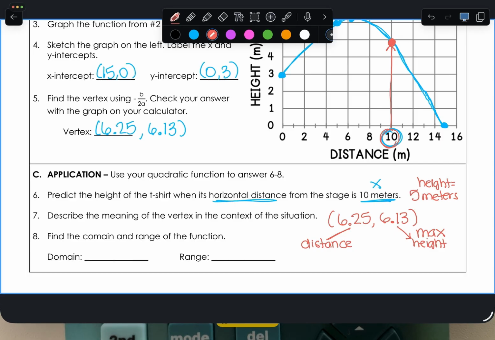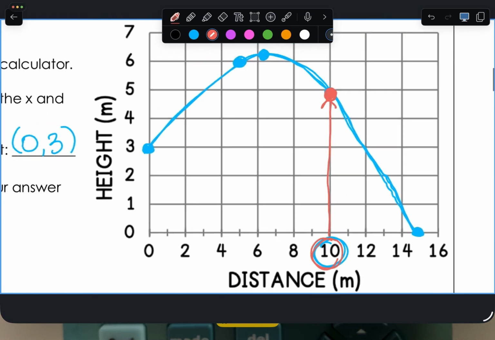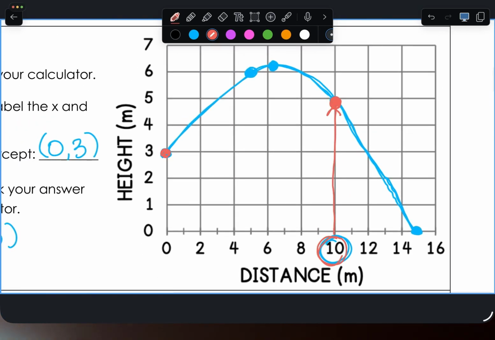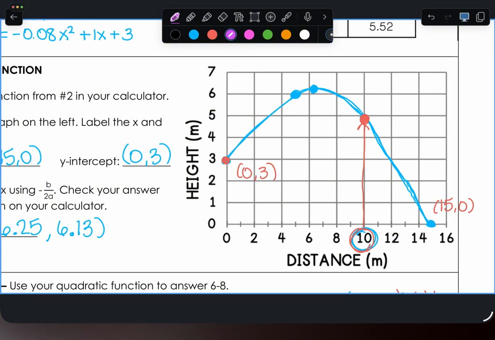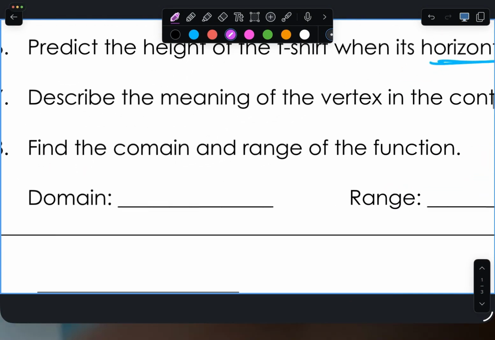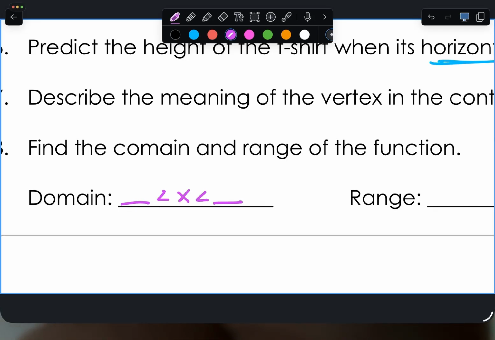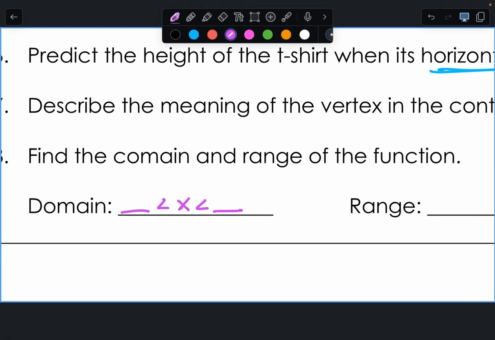Let's find the domain and range. To find the domain and range, we need to label our 3 points, right? So this is 0, 3. We said this one is 15, 0. And we already have the vertex labeled somewhere else. Okay, domain, X values. What's my smallest X value? 0. What's my highest?